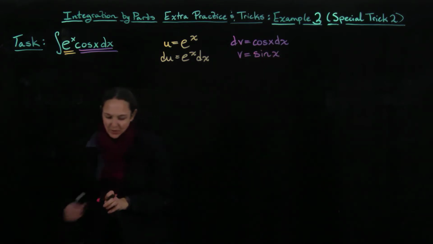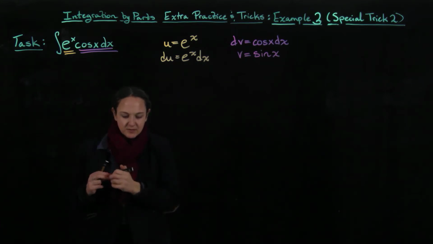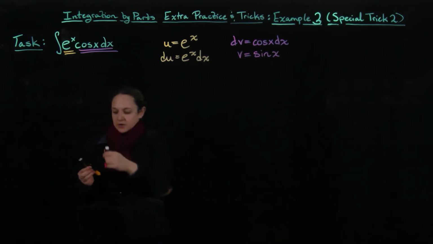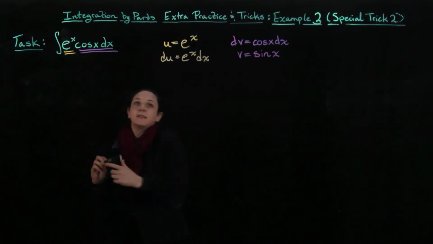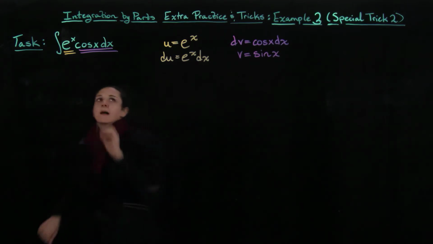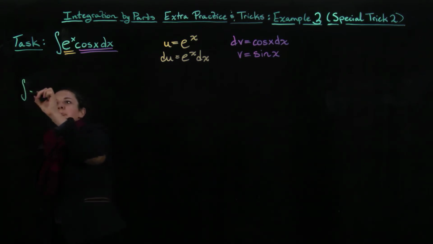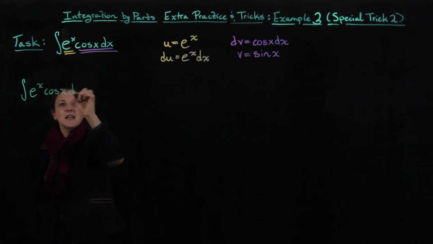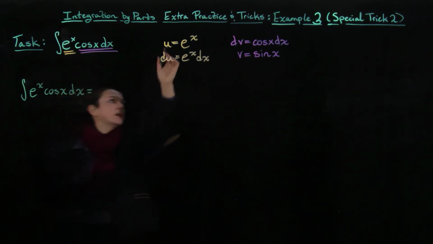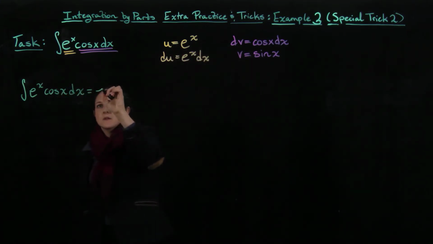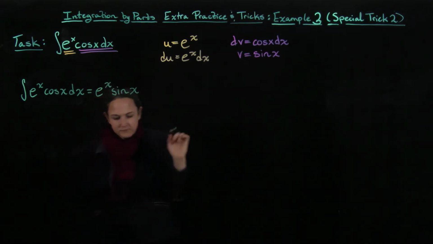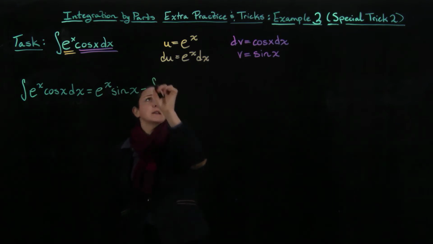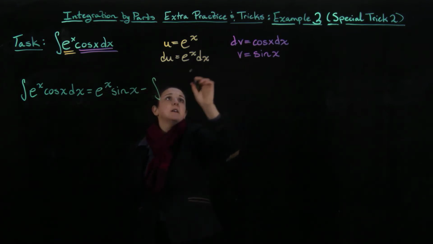Okay, so now what we want to do is we want to actually try to integrate this. So we're going to integrate this the first time. And in each step, I'm actually going to rewrite the integral, and you're going to see why at some point. So I'm going to take the integral of e to the x cosine of x dx is going to equal, so I need my uv. So I have e to the x sine of x. And then I have minus the integral of, and then we have v du.